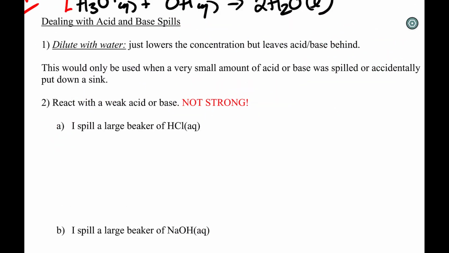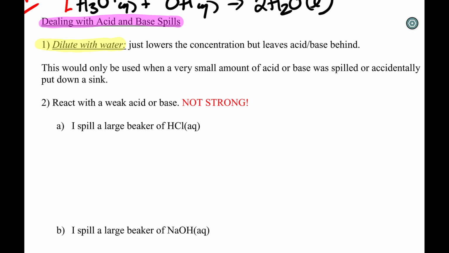The next thing we're going to talk about is how do you deal with an acid or base spill? How do you neutralize it, and how do you take away the dangerous aspect of having a strong acid or strong base spilled? There's two ways of dealing with it. One of them is absolutely not a neutralization, but it does change the pH if you use enough of it, and that is to simply dilute with water. This doesn't actually get rid of the acid. It just decreases its concentration, and if you have enough water, it will adjust the pH by quite a bit.